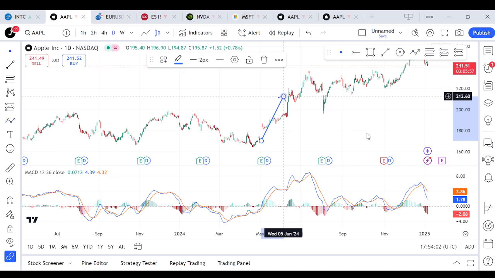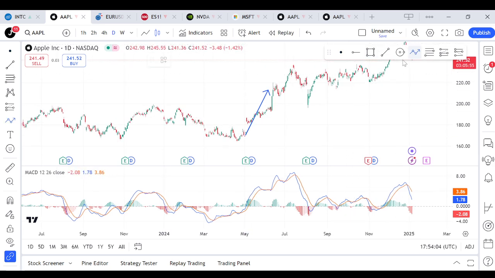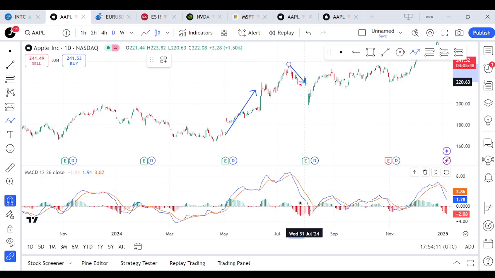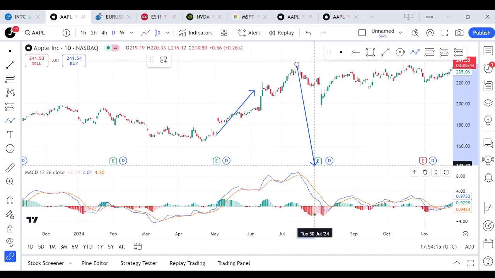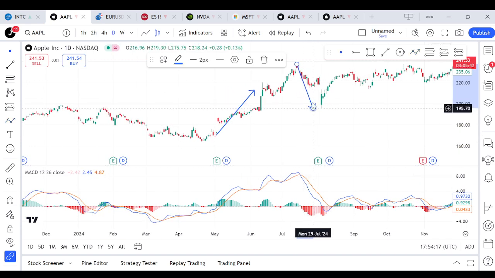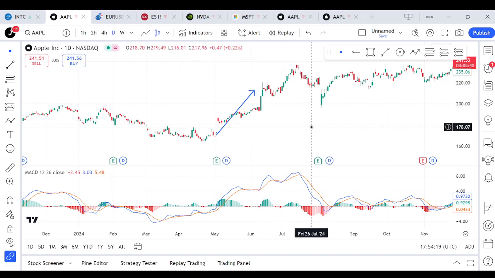We've talked about that. You can see this example here also had this push to the downside, and you can see reflected on the histogram of the MACD, increasing histogram on the MACD. So you can use this to measure momentum in trading.